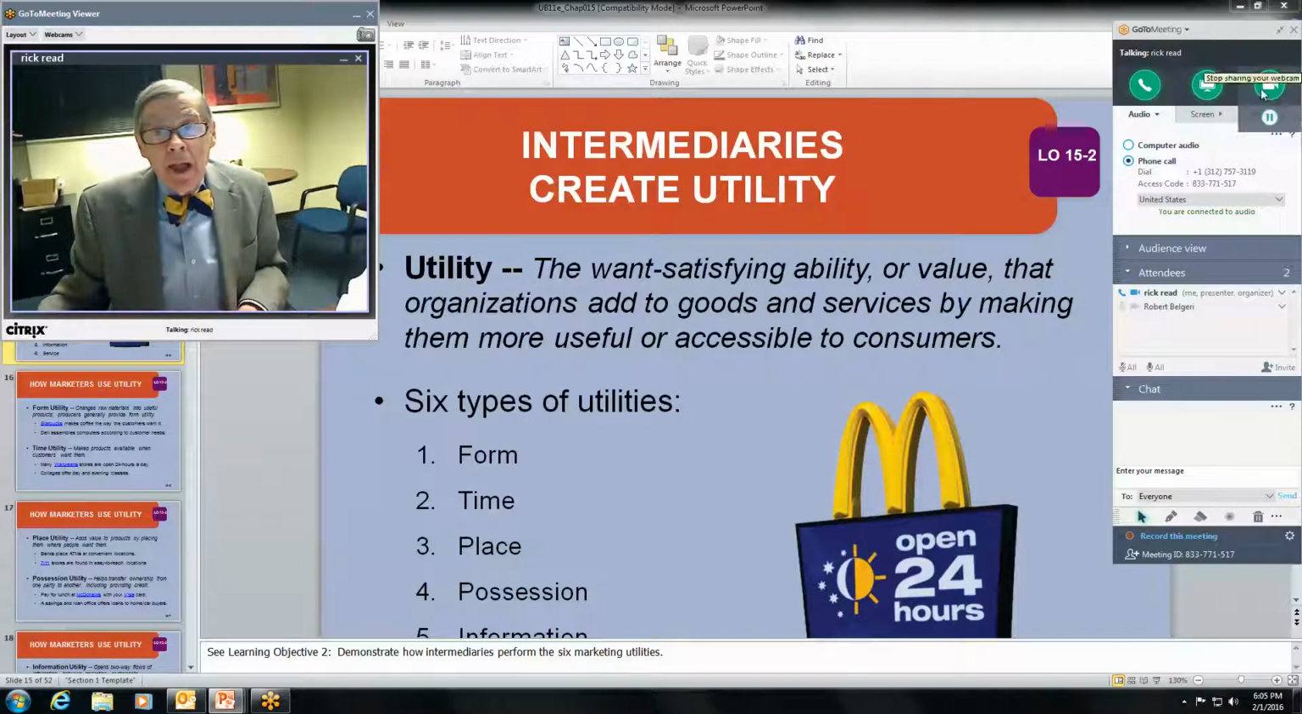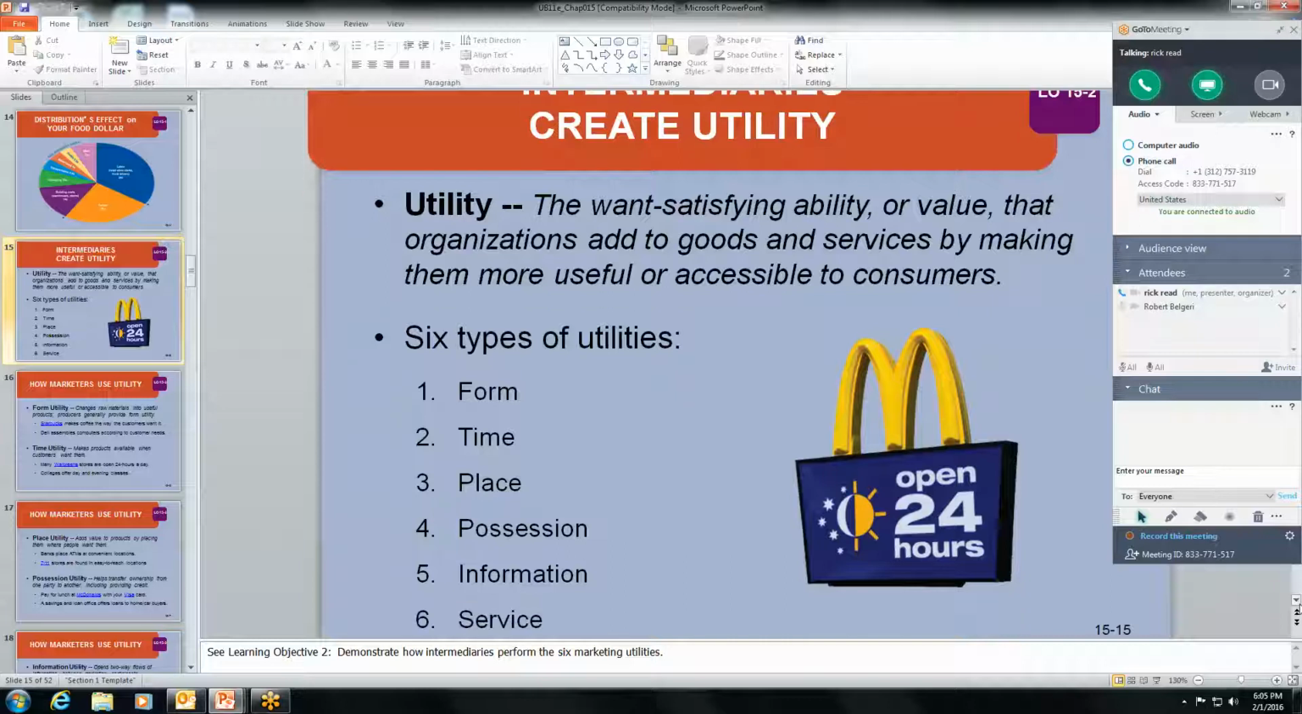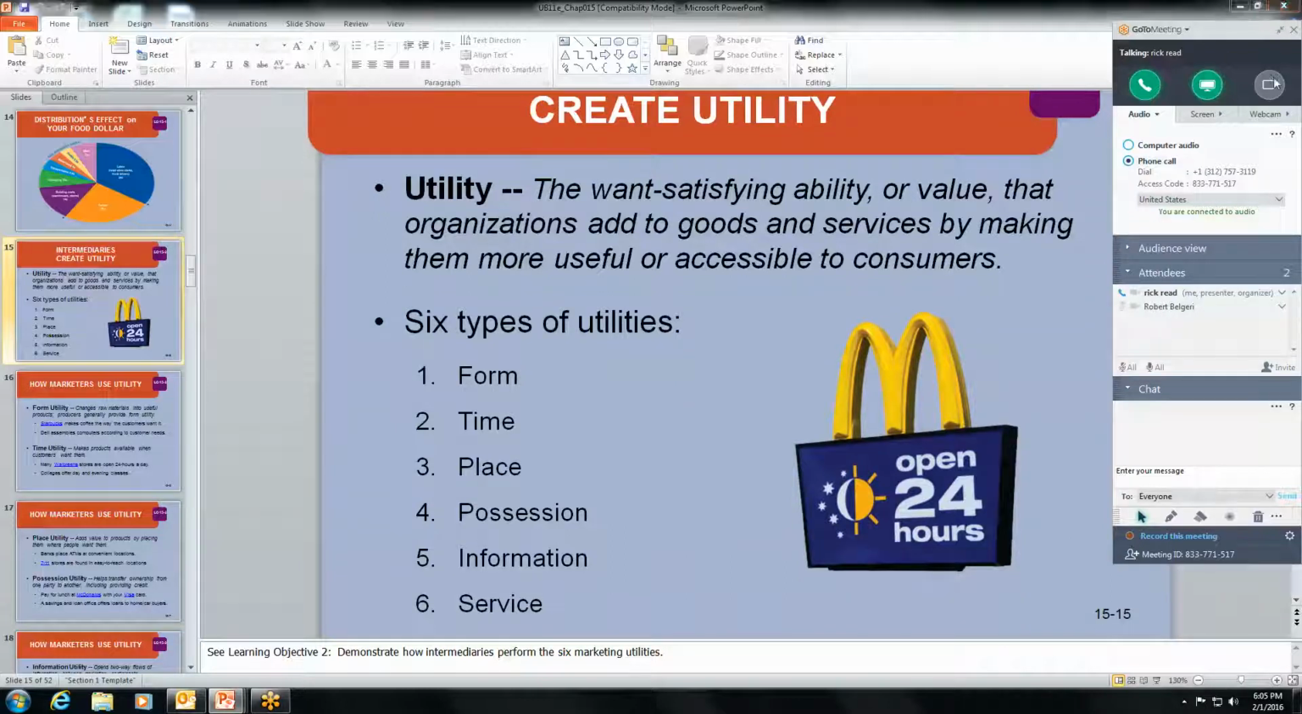By the way, I'm not going to be able to move that slide down, so I'll tell you what that sixth. I don't think I can. Oh yeah, I can too. Okay, there it goes. Didn't think I could.